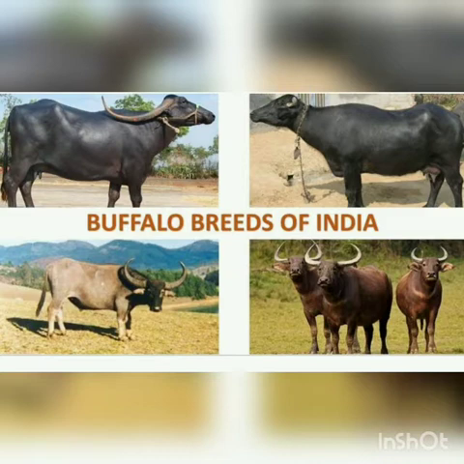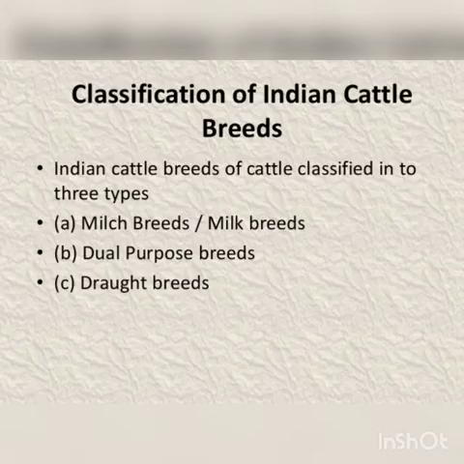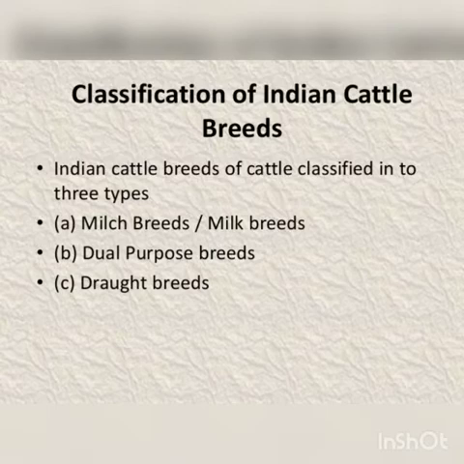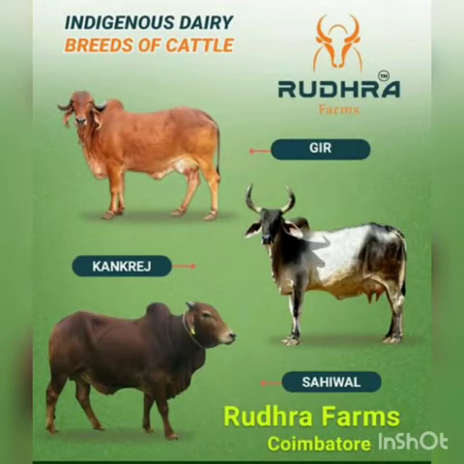Bos abdinale adu kandipa buffalo da. Okay, wow, Bos. So it is the zoological name of buffalo: Bos indicus and Bos bubalis. The cattle breeds are classified into three types: dairy breeds, draught breeds, and dual purpose breeds. First one is the dairy breed. Dairy animals are domesticated for obtaining milk.